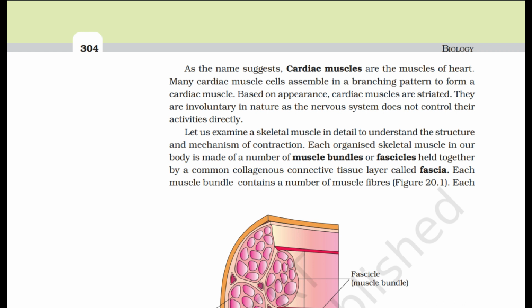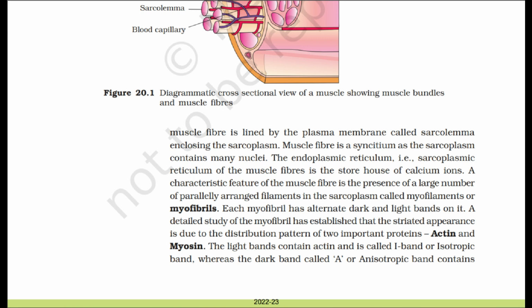Each organized skeletal muscle in our body is made of a number of muscle bundles or fascicles held together by a common collagenous connective tissue layer called fascia. Each muscle bundle contains a number of muscle fibers. Each muscle fiber is lined by the plasma membrane called sarcolemma enclosing the sarcoplasm. Muscle fiber is a syncytium as the sarcoplasm contains many nuclei. The endoplasmic reticulum, that is, sarcoplasmic reticulum of the muscle fibers, is the storehouse of calcium ions.